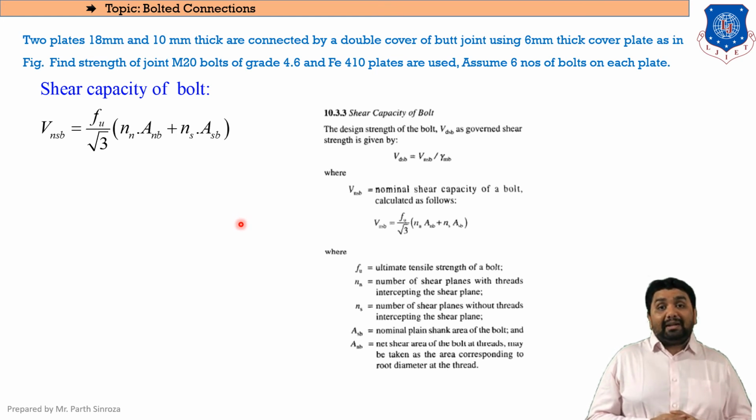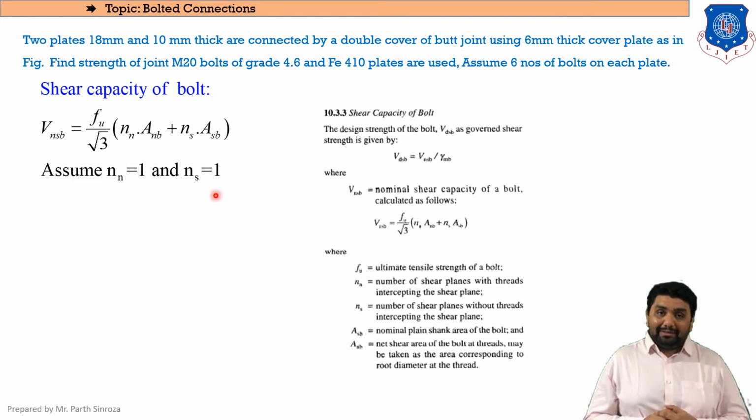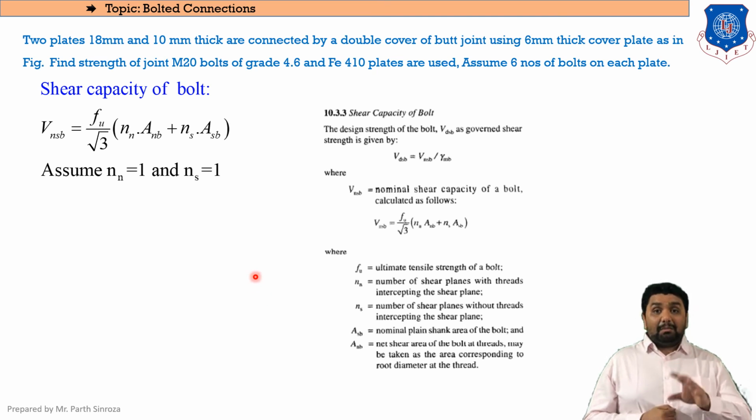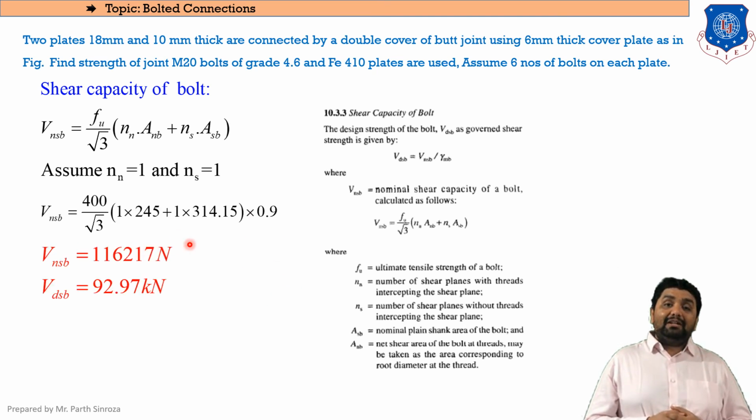But for butt joint, and specifically double cover butt joint, we will always keep one portion or one value in NS. Clear? So for a double cover butt joint, in each and every sum we will be keeping NN equal to 1 and NS equal to 1. Clear? So assuming NN equal to 1 and NS equal to 1 specifically for double cover butt joint, we get an answer 400 divided by root 3, that was our FU by root 3, and NN will be 1.